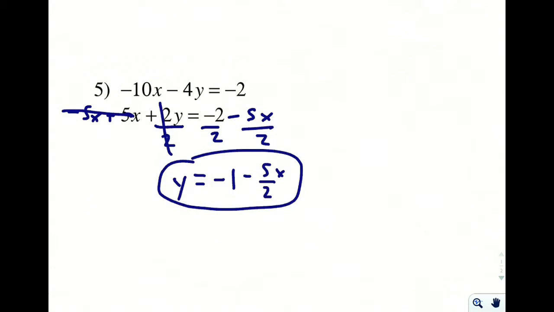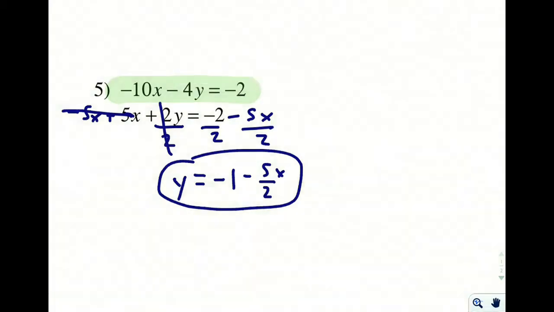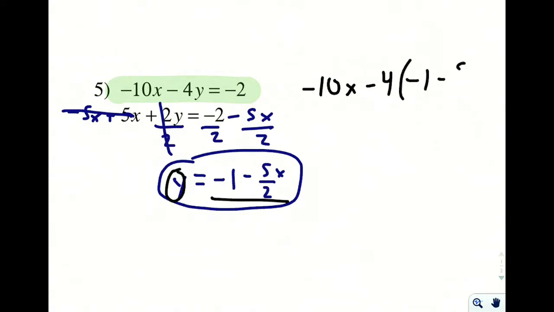One thing to be careful of is that you don't take your solved y and then plug it back into the equation you took it from in the first place, because you're going to find that's not going to work. You want to make sure you plug it into the other equation. So I'm going to rewrite that other equation right over here, and it's negative 10x minus 4, and I got y alone here, so I'm going to replace my y with what I know y to be. Negative 1 minus 5 over 2x.